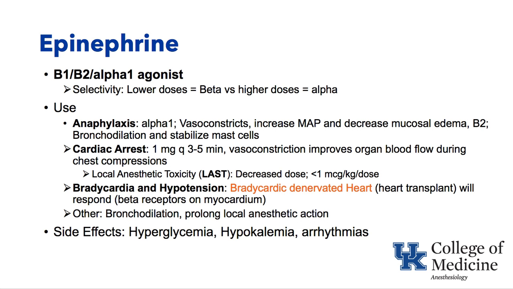Epinephrine is also used for bronchodilation in asthmatic patients and added to local anesthetics in an attempt to prolong the action by vasoconstriction. Some side effects of epinephrine include hyperglycemia, drives potassium into the cell, so hypokalemia, and ventricular dysrhythmias.